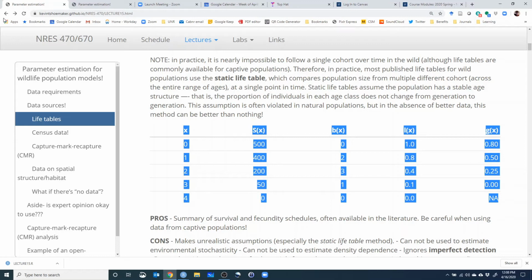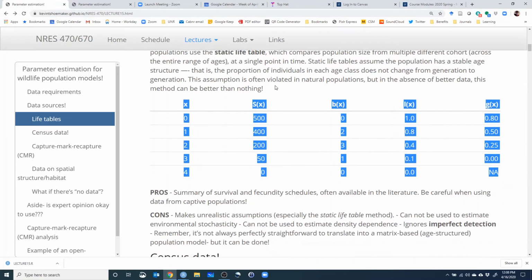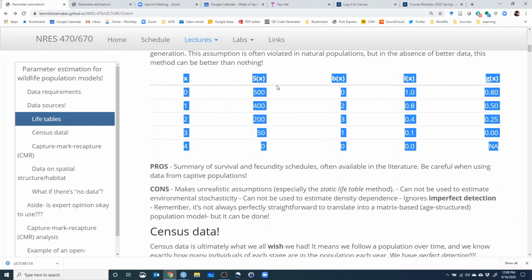They're not in stable age distribution at any given time due to environmental stochasticity, whatever. The stable age distribution is not necessarily a common thing to see in nature. So it's not a great assumption. But in the absence of better data, maybe this is better than nothing. So be careful about life tables because they often represent a single snapshot in time that may not be generally relevant.